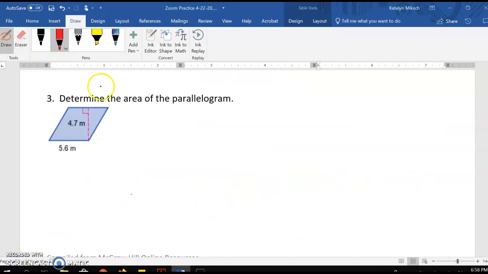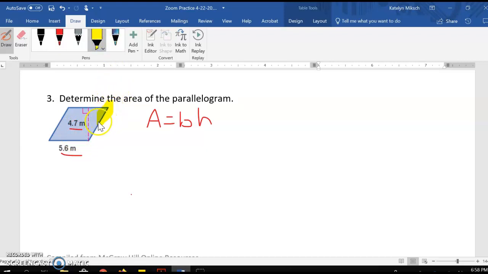Okay, on to a parallelogram. If you watched the lesson videos, you should know that a rectangle is really just a special parallelogram. So we use the exact same formula to find area. Area is base times height. This one's really nice. They have the base and the height clearly labeled.